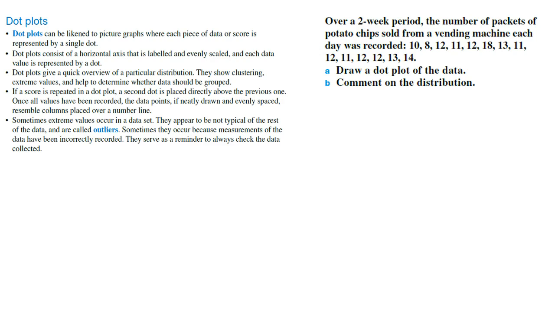All right. So what it helps for is I can get a quick overview of distribution. It shows how things have clustered, extreme values, helps to determine whether the data should be grouped, stuff like that. If a score is repeated, you just put a dot above. And it's a nice visual representation of your data, okay?